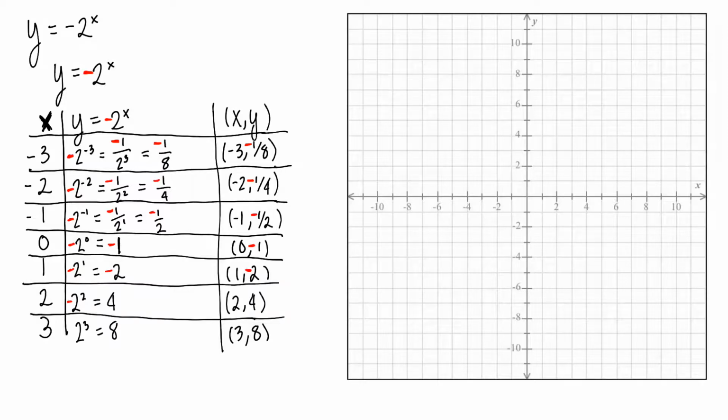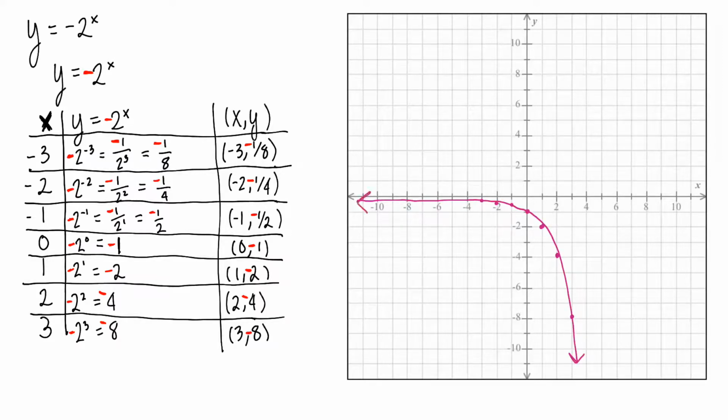We're just making all these numbers negative. So let's use pink this time to graph. I'm going to go ahead and graph these points. So negative 3, negative 1/8. That's like here-ish. Negative 2, negative 1/4. That's like here. Negative 1, comma, negative 1/2. That's like here. 0, negative 1. That would be here. 1, negative 2. 2, negative 4. And 3, negative 8. And connect the dots. Bam.